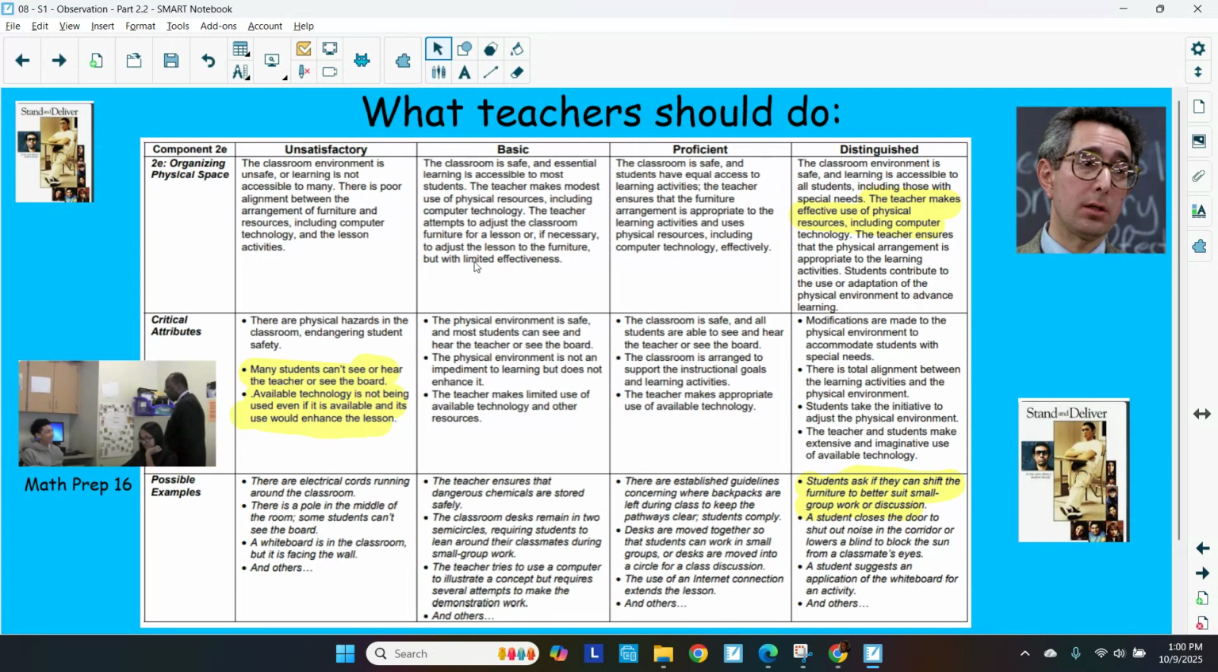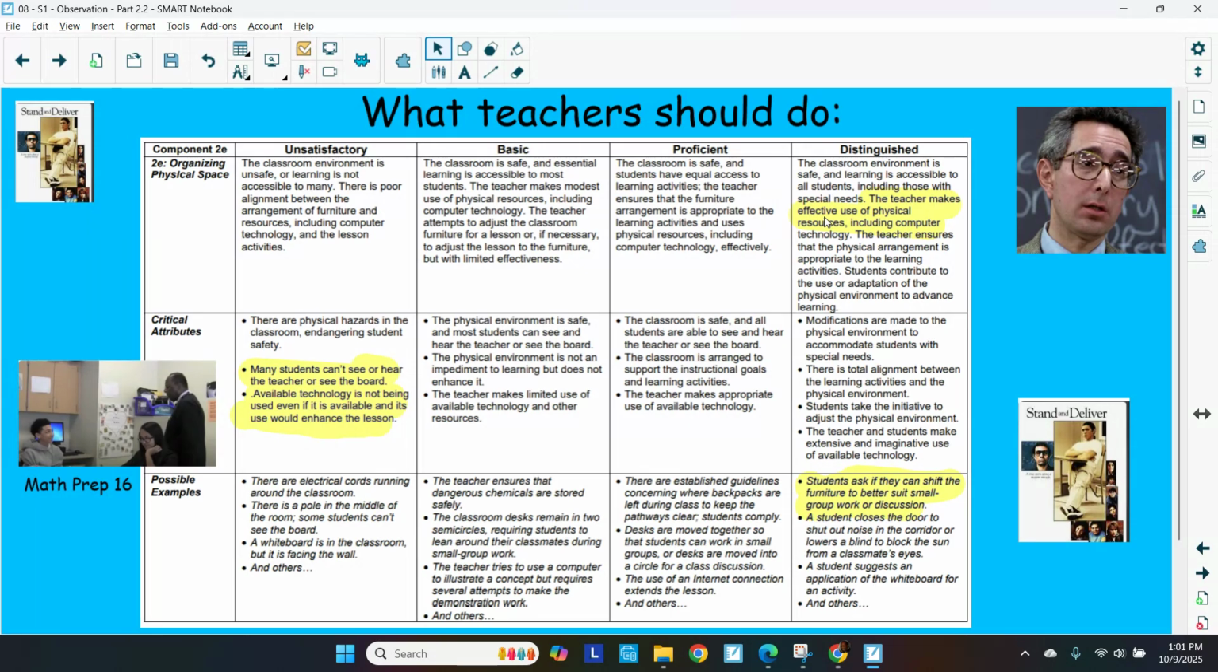And a little more on 2E. Students that cannot see or hear what the teacher is writing or showing on the board is not good, because they won't be able to understand what's going on. So please make sure you arrange your desks and seating properly.